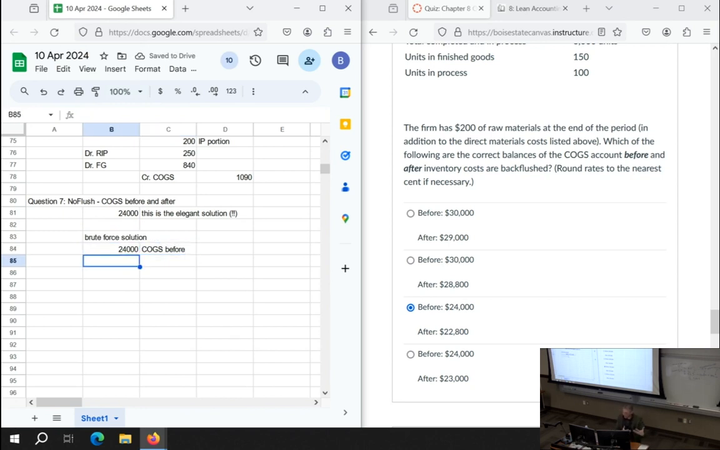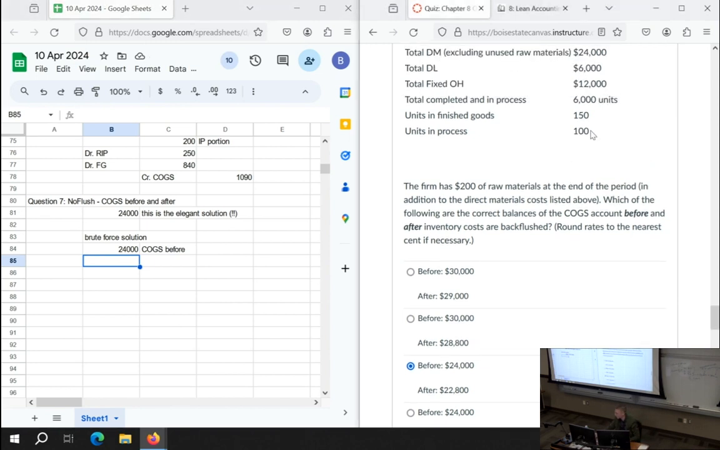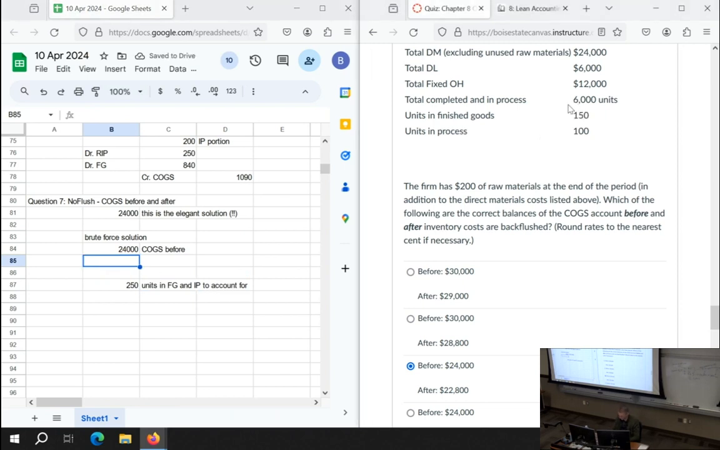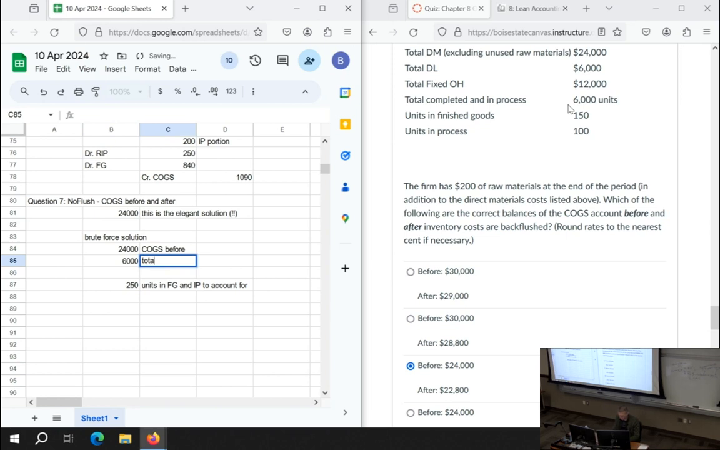And I'm going to have to debit away a certain amount to account for 250 units. So let's start with the number of units, which equals 150 plus 100 units in FG and in process to account for. I need to figure out a rate. Total units is 6,000, which means that the rate is $4. This is the total cost per unit.